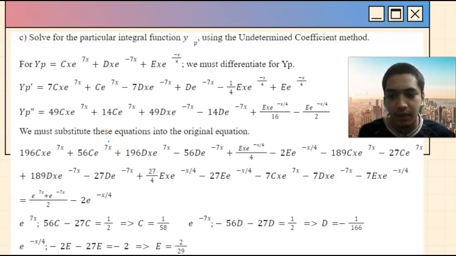So c will become 1 over 58, d will become negative 1 over 166, e will become 2 over 29.